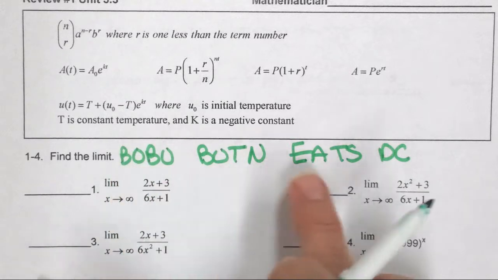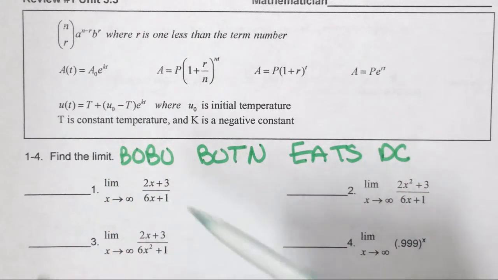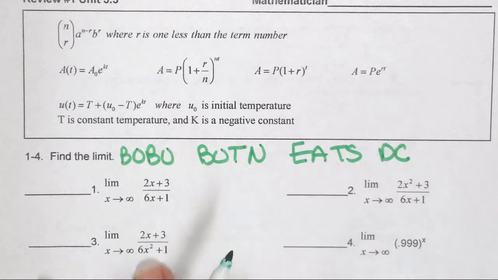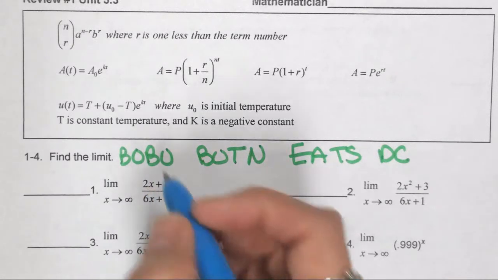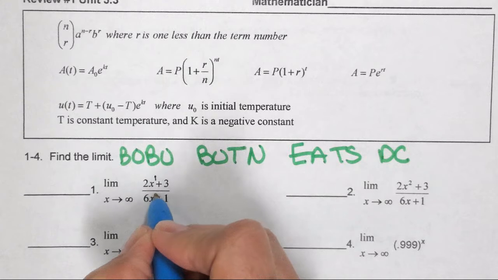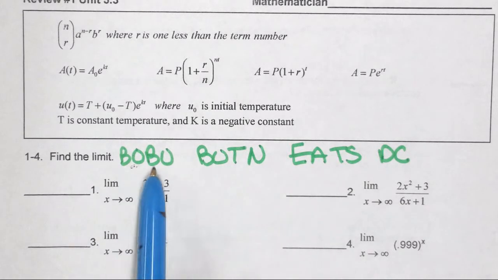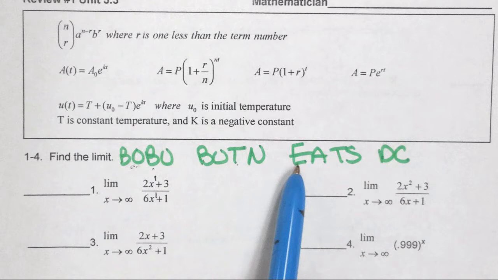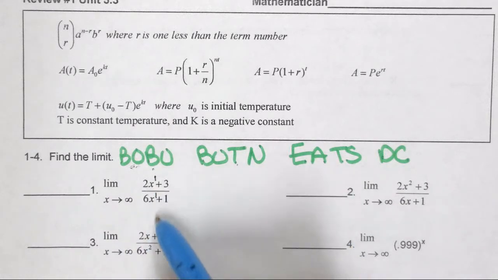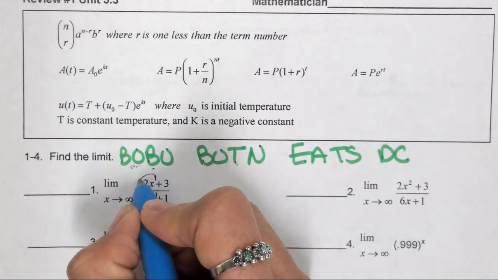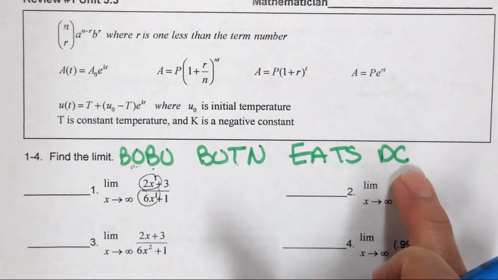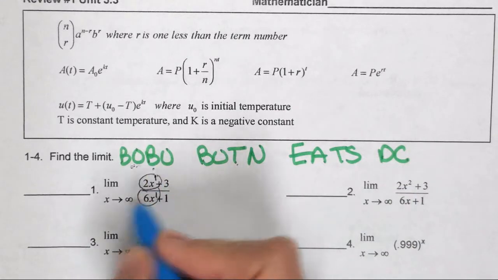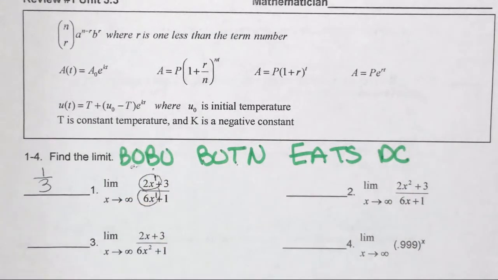When you're using Bo Botten eats DC, you're using it for your rational functions like number 1, number 2, and number 3. And what we're doing is we're looking at our biggest exponent on the top and our biggest exponent at the bottom. So number 1, our biggest exponent up here is 1, and down here it's also 1. So is it bigger on bottom, bigger on top, or are the exponents the same? Well, these exponents are both 1. When you have your exponents the same, it says DC. That means divide the coefficients. So 2 divided by 6 equals 1/3.